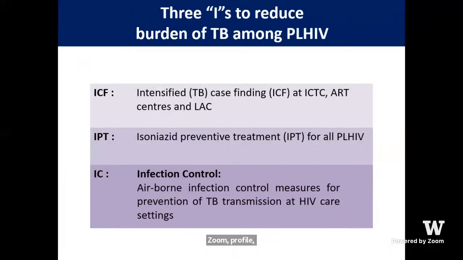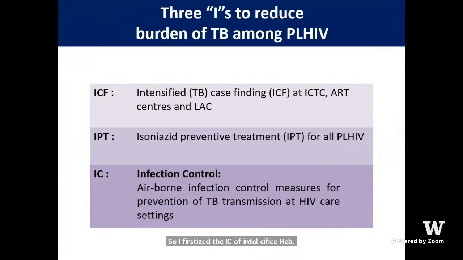So what are the things we have to do to prevent TB? How do we bring down the burden of TB among HIV patients? That is a very, very important thing we should keep in mind. So how are we going to reduce it? Just remember 3 I's. The first I is ICF, intensified TB case finding at all places.